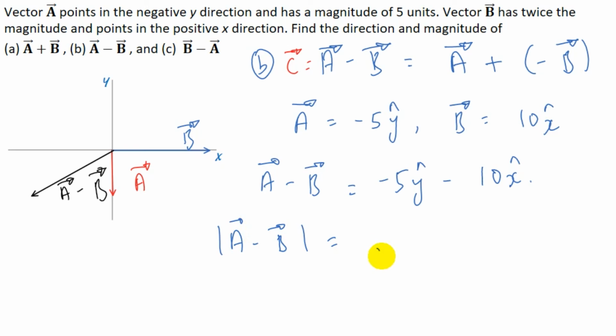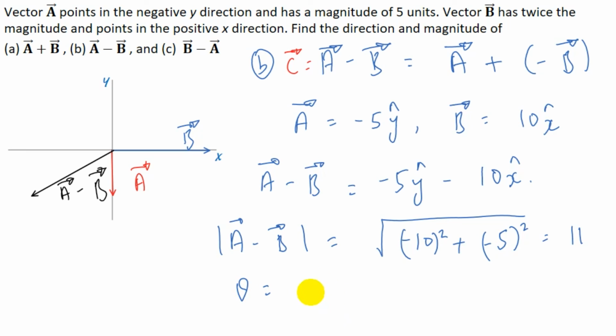Now its magnitude, A minus B vector, would be equal to the square root of the x component squared plus the y component squared. The x component is minus 10 and it's squared, plus minus 5 squared, so we'll get this value to be 11 units. Now theta would be tangent inverse of the y component over the x component. The y component is minus 5 and the x component is minus 10, so we'll get 27 degrees. Now you should know what this 27 degrees is. This angle is 27 degrees.